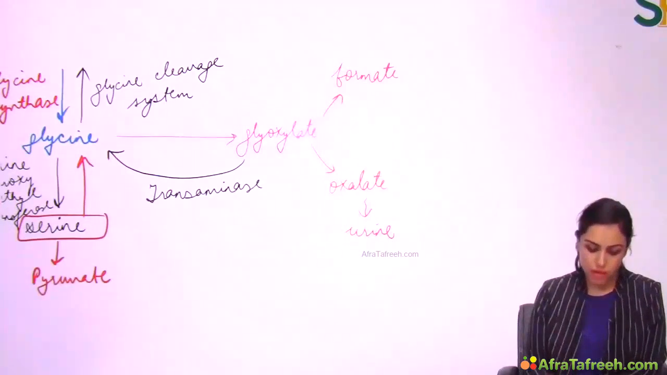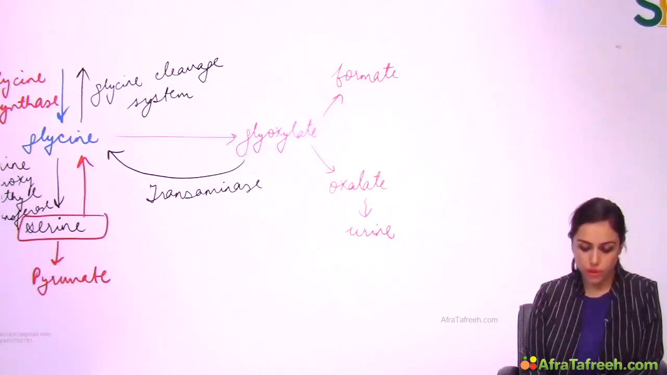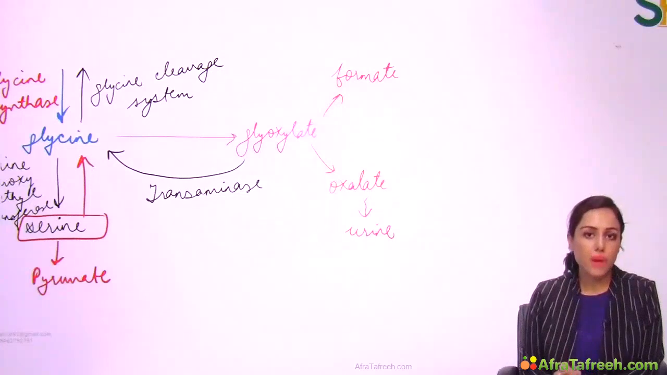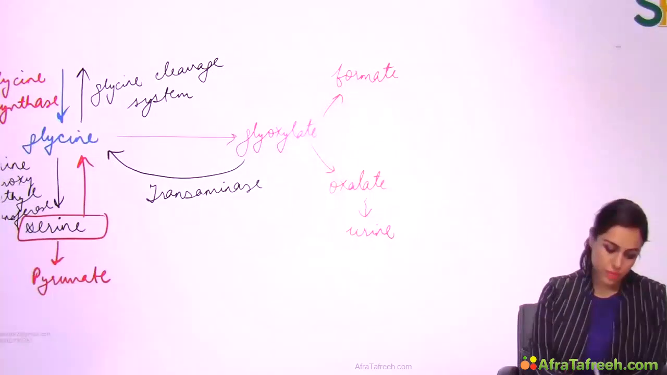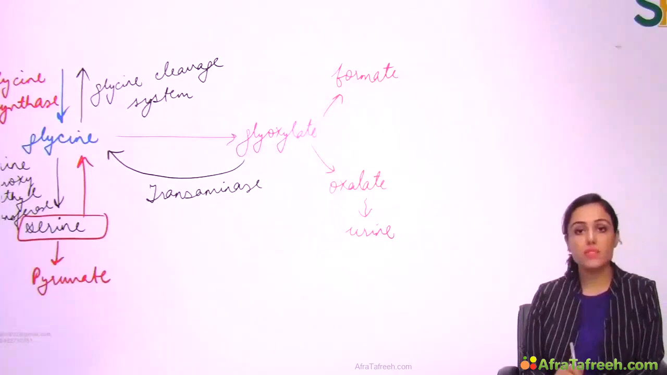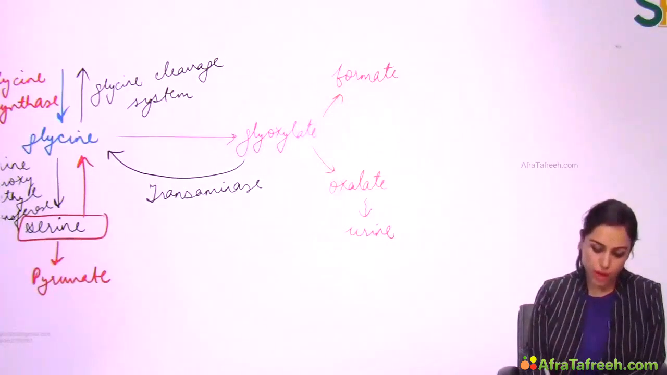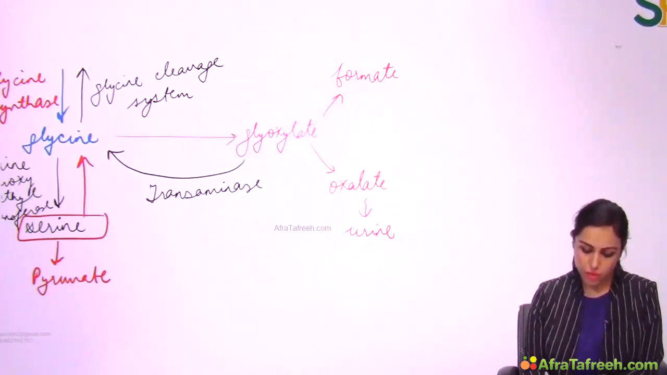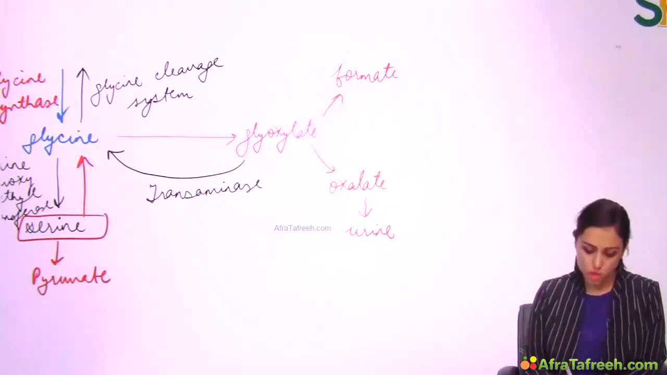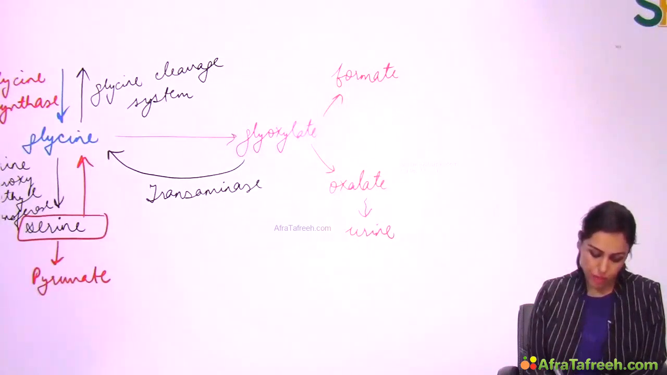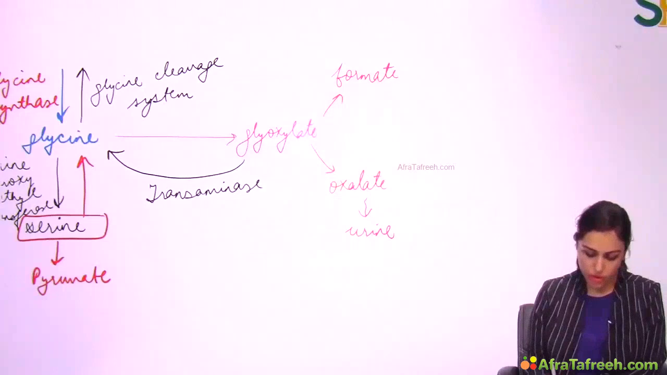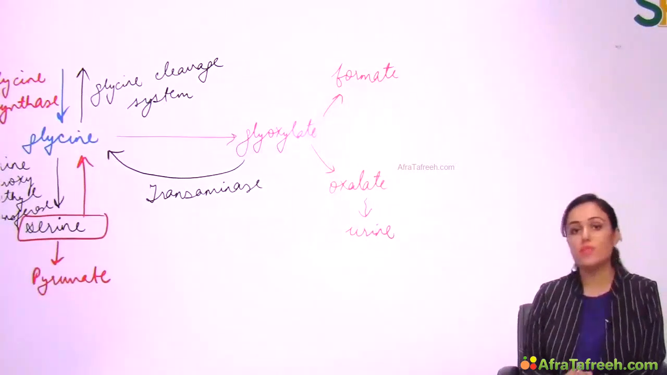Now see this detail that glyoxylate can be converted to glycine, or it can be converted to formate, or it can be converted to oxalate. Now let's see what happens in primary hyperoxaluria. If this glycine transaminase is not working, and also glyoxylate is not getting converted to formate, then this excess of glyoxylate will be converted to oxalate, and this is known as primary hyperoxaluria.